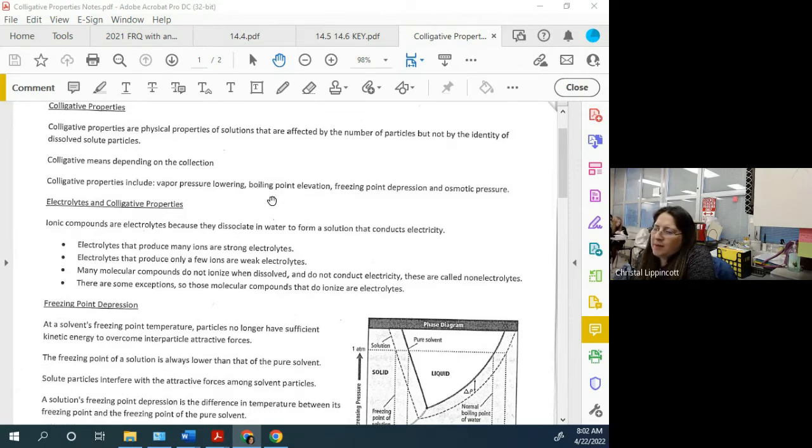So what do you think that means? Boiling point elevation. What does elevation mean? Height. So it's increasing the boiling point. Oh, I got it right. Freezing point depression. So what do you think that is? The opposite. Right, it's going to lower, but this time it's freezing point.